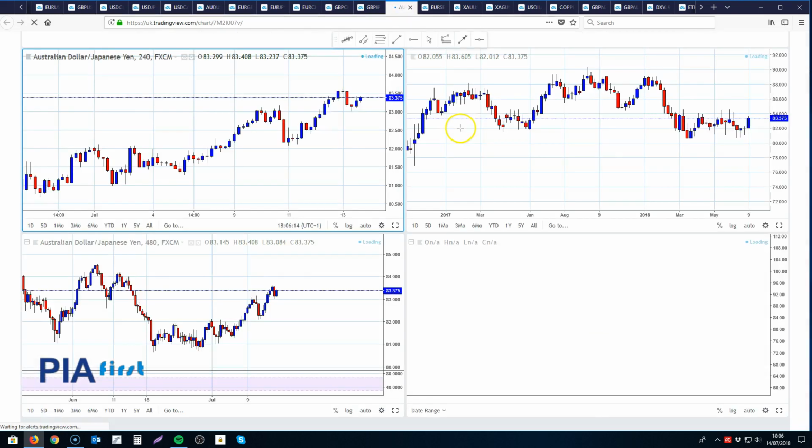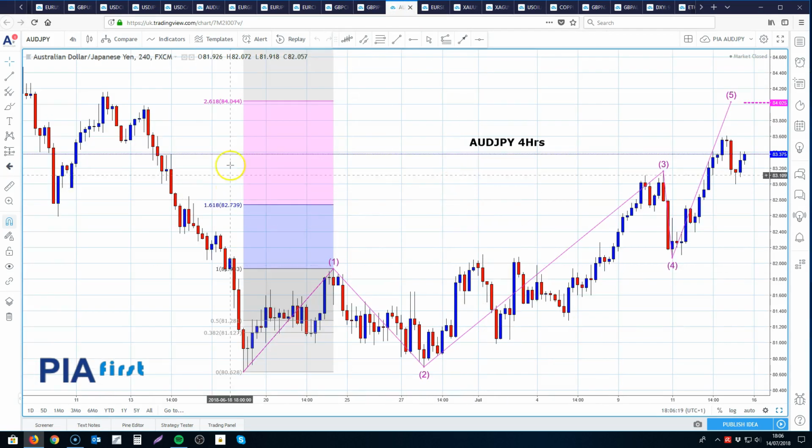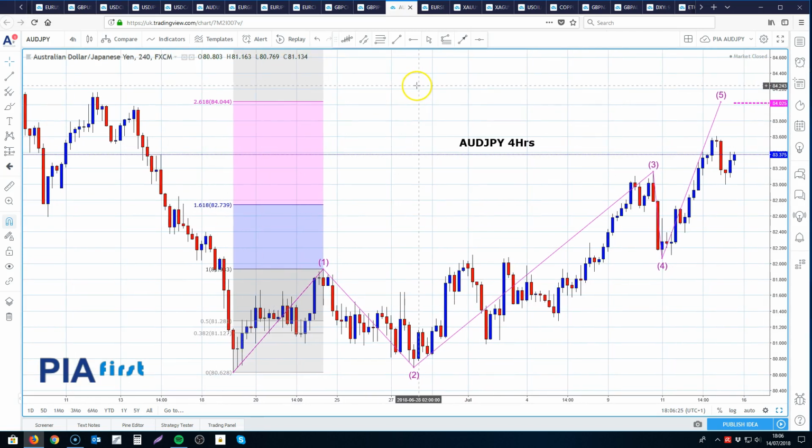If we go to Aussie yen, let's just focus on this time frame. We've got a 261.8% extension level located at 84.04, and we've got our bespoke resistance at 84.02. So we're only about another 70 ticks to the upside before we're expecting some stalling in that yen cross. So, like I said, we are bullish in yen crosses at the moment, but the upside could be limited.